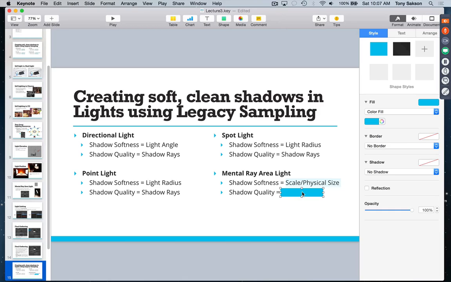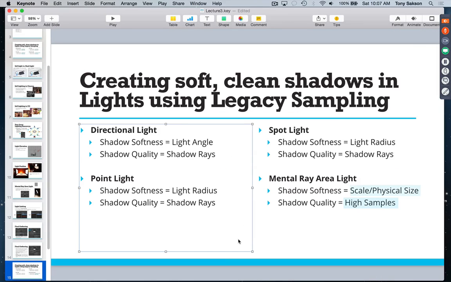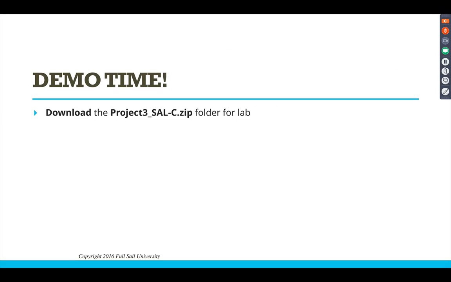In Maya, shadow quality was what? Shadow ray, mental ray. High samples, thank you, yes. High samples. You can crank up your shadow rays to 1,000,000, billion, gajillion, and nothing will happen. High samples is the magic. Right, so anytime you're using a mental ray area light, high samples are the quality. All right.